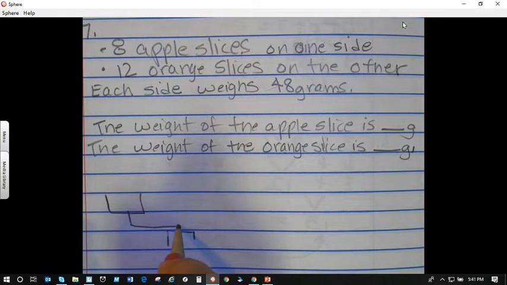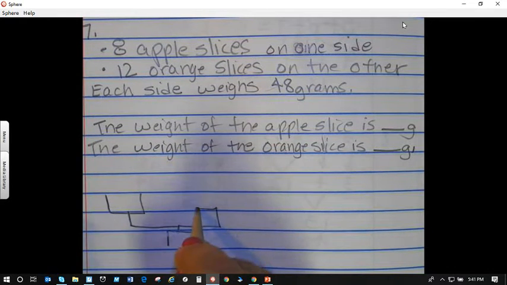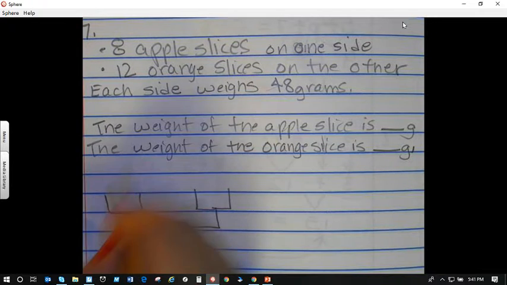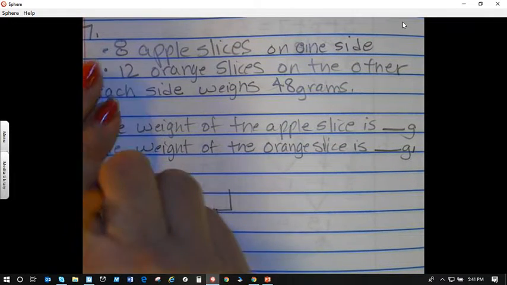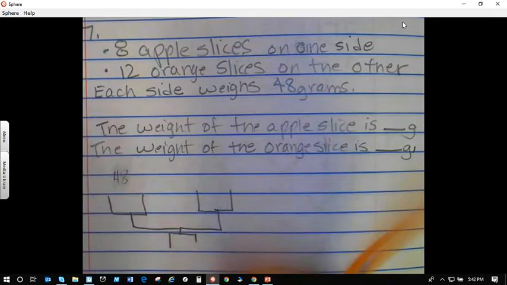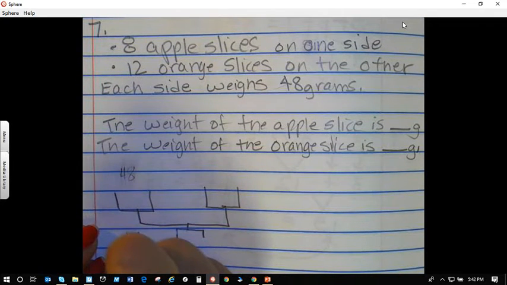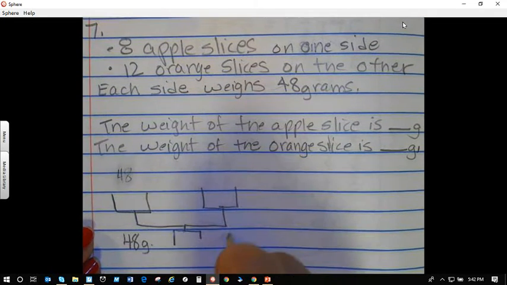Pan balance. Okay, so the weight is 48. I think we did this here, placed it down here. So I wanted to put this side is 48 grams. This side is 48 grams.